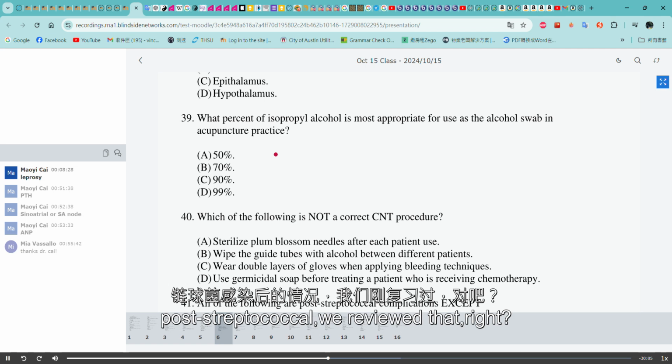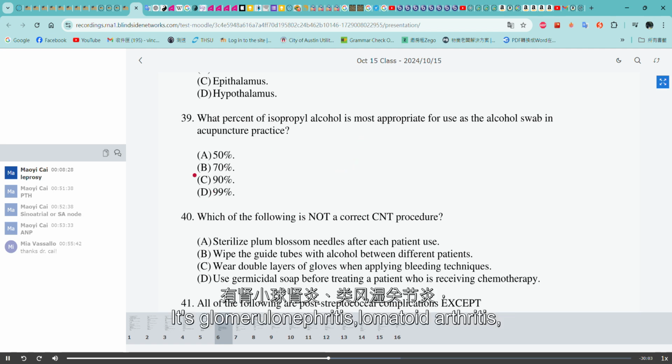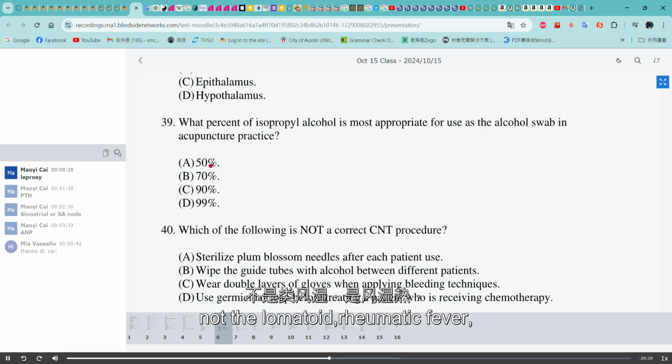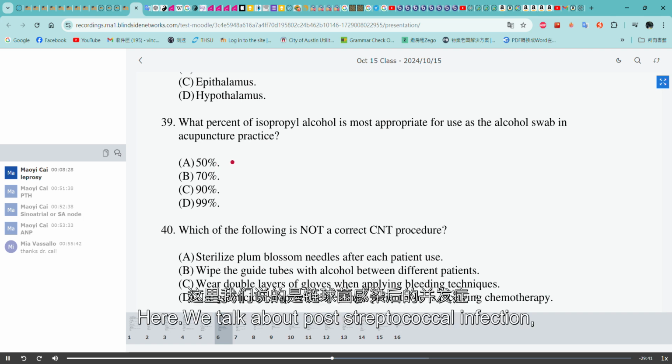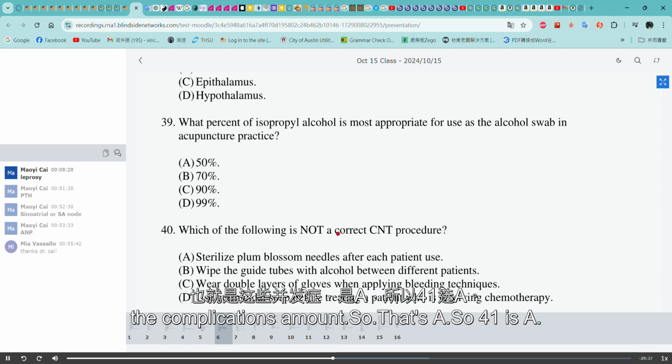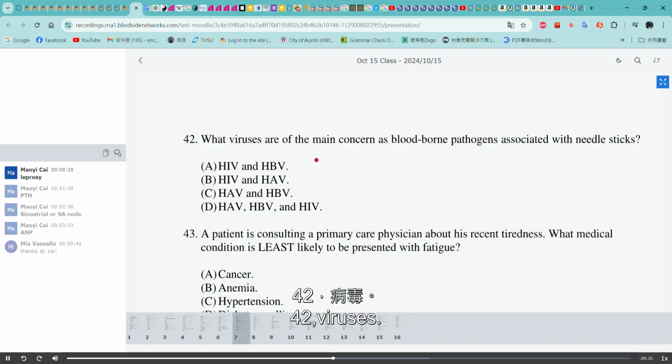41, post-streptococcal, we reviewed that, right? It's glomerulonephritis, rheumatic fever, and scarlet fever, but not pharyngitis because it's post. Originally, it's streptococcal pharyngitis. That's not post. So A, 41 is A. So that was the original infection. Here we talk about post-streptococcal infection, the complications. So that's A.